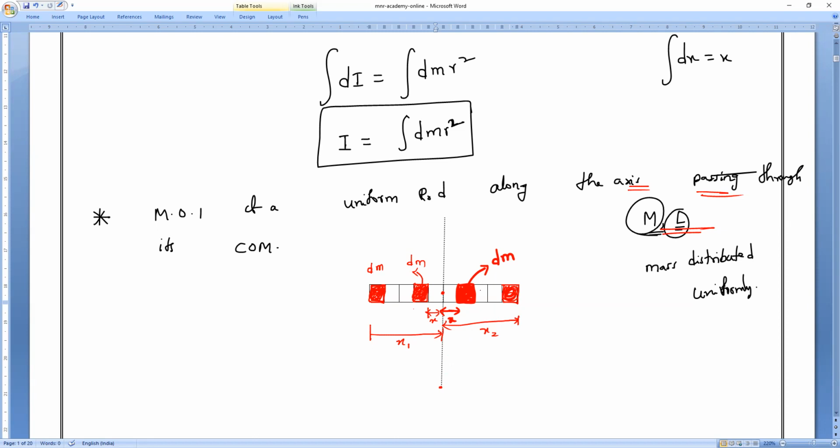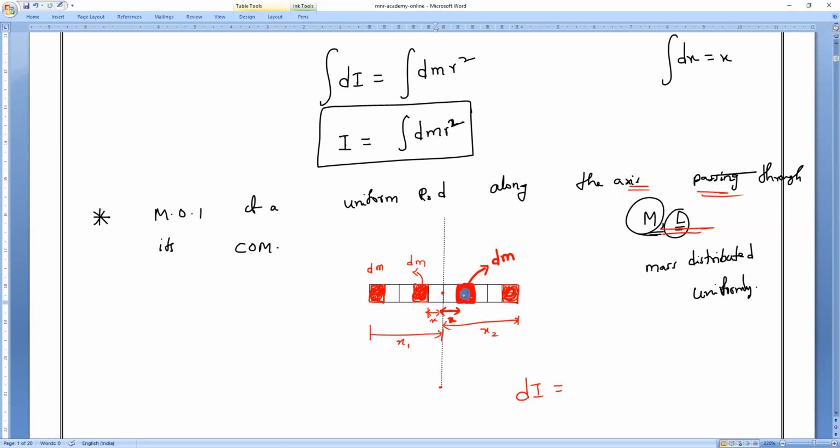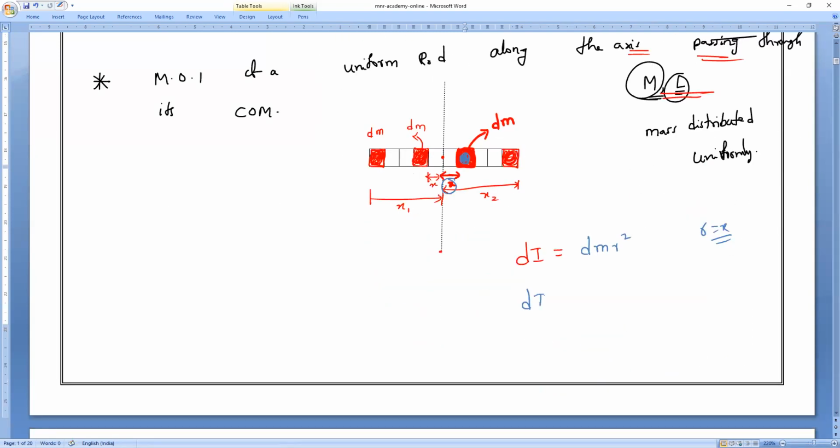Now first, this particle alone I am considering. What is the moment of inertia of this particular particle? dI is equal to dm into r square, we know. But here r is equal to x. So it becomes dI equals dm into x square.